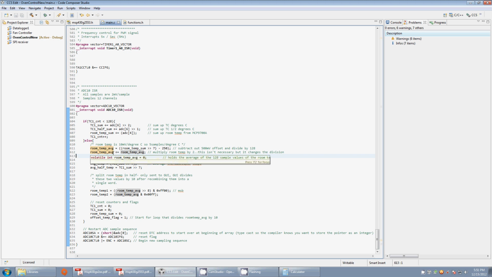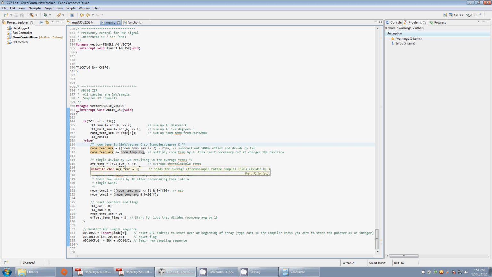Our room temperature through all this, which is kind of confusing, I understand that, but we're at 10 samples per degree C. So now we just need to divide by 10 and we can get our 1 sample or 1 digit per 1 degree C, just like you'll see we've done below with the thermocouple temperature.